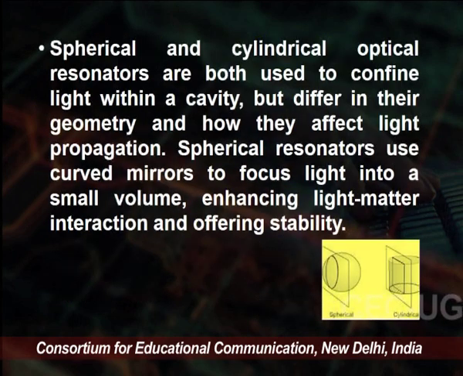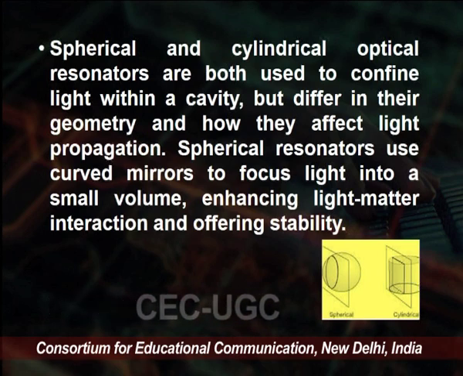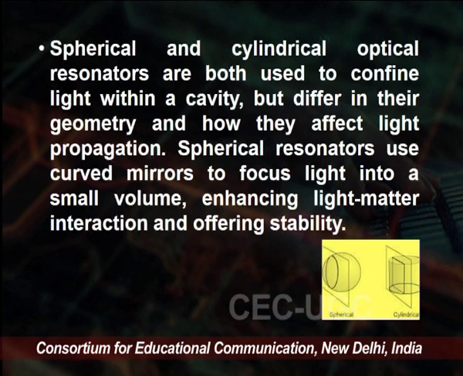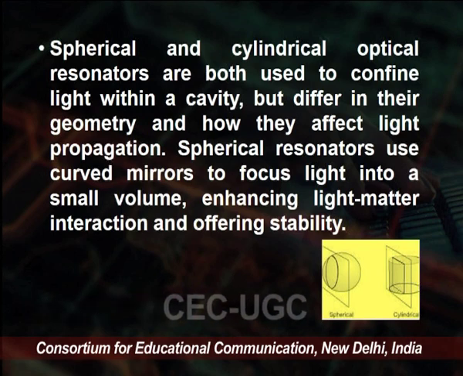Now, you see on the screen on the right hand side, at the lower side, we have the spherical and the cylindrical type of resonator. These spherical and cylindrical optical resonators are both used to confine the light within a cavity, but differ in their geometry and how they affect the light propagation. Both have their own characteristics.